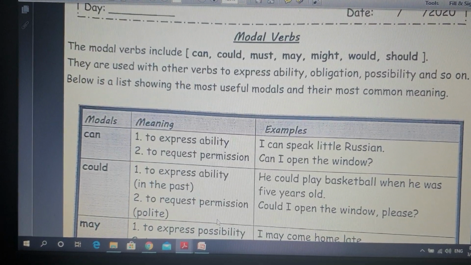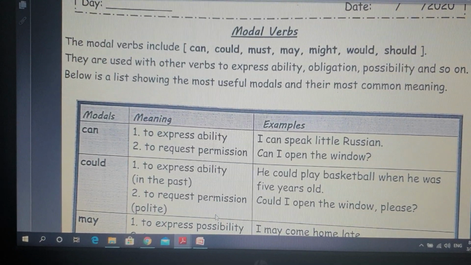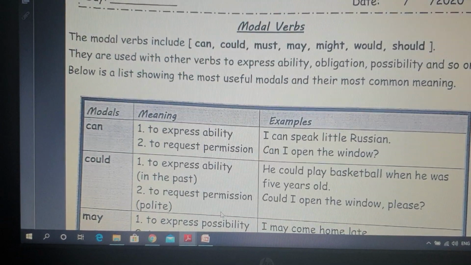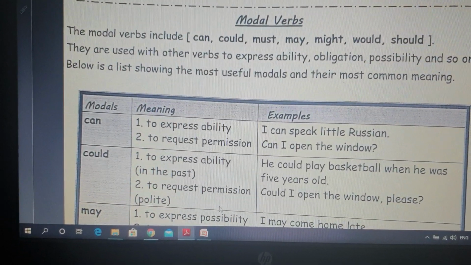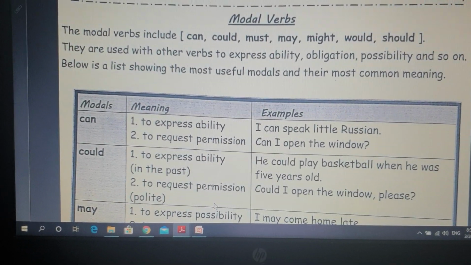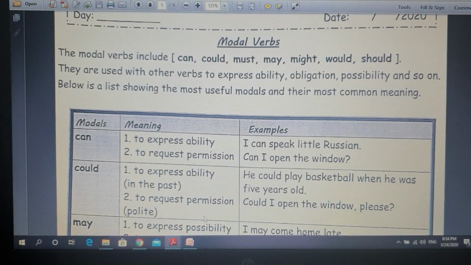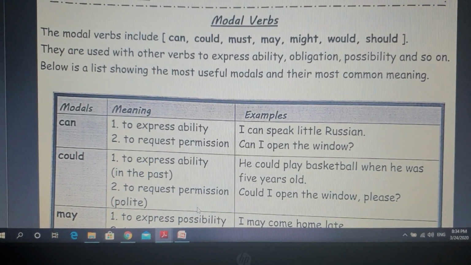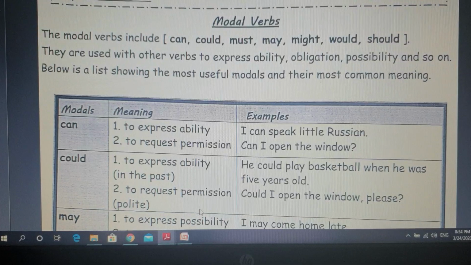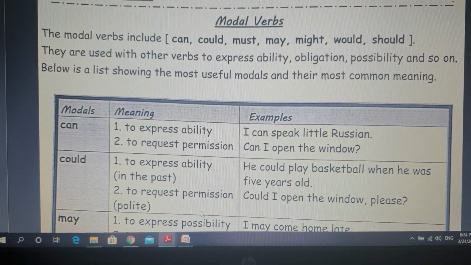Good morning, grade 7. Today we will talk about grammar in use, exactly modal verbs. This page is in the booklet, page number 6. We will have a quick look first over here, then we will move to the books.